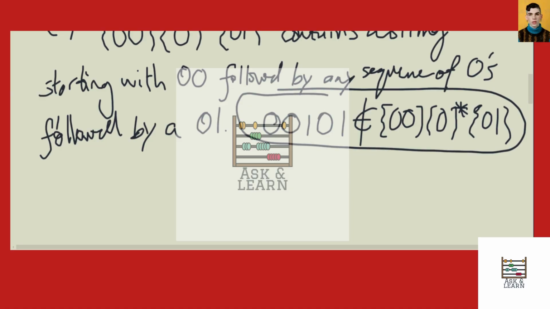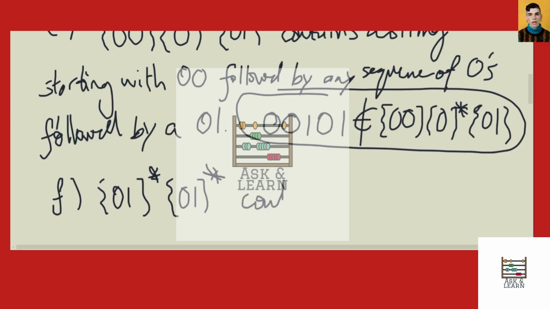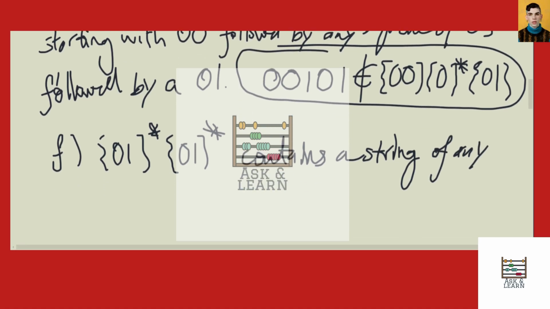Finally, in part F, we're given a set which is the concatenation of the Kleene closure of the set containing 01 with the Kleene closure of the set containing 01. So we know that by definition, the Kleene closure of the set containing 01 is going to contain a sequence of 01s. So it follows that the set contains a string of any sequence of 01s.